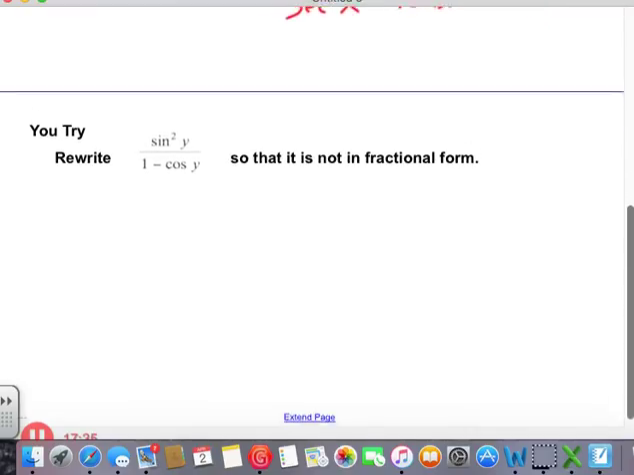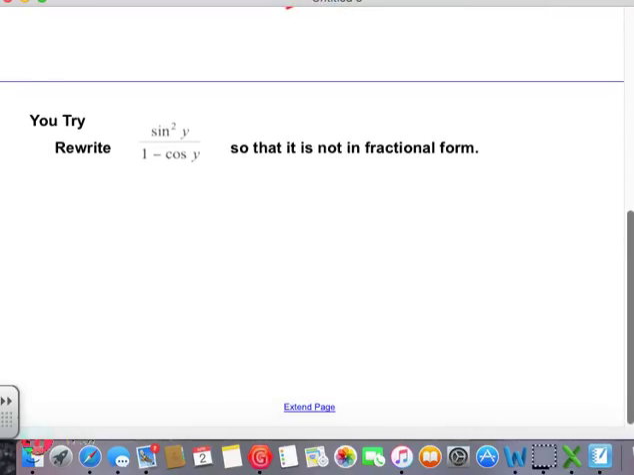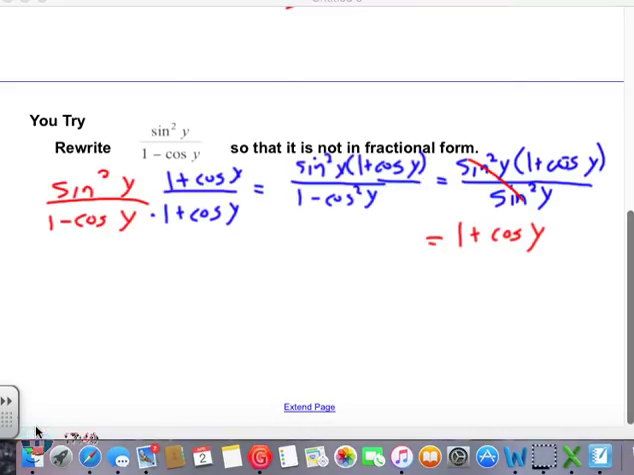All right, so you guys try this one right here. Again, use the same method, multiply by the conjugate. So we multiply by 1 plus cosine y on top and bottom. Up top we've got sine squared y times 1 plus cosine y. And on bottom, when we multiply by 1 plus cosine y, we get 1 minus cosine squared of y.